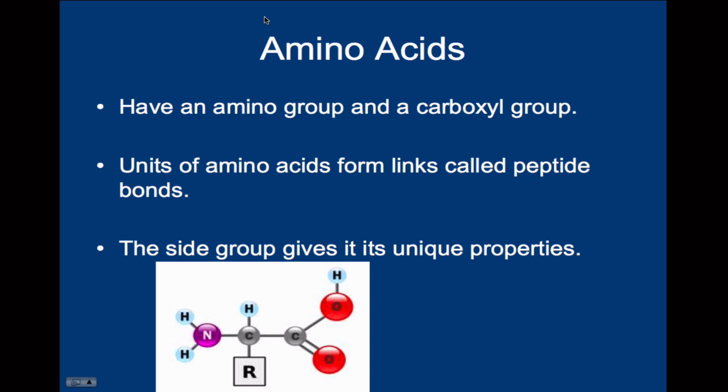So let's talk about amino acids, because amino acids are what make up the proteins. Amino acids all have an amino group and a carboxyl group. The units of amino acids form links called peptide bonds, and then the side group, this R you see here, is what gives the amino acid its unique properties. We'll always see this basic structure in an amino acid, but the side group will be different, and that's what makes it unique.